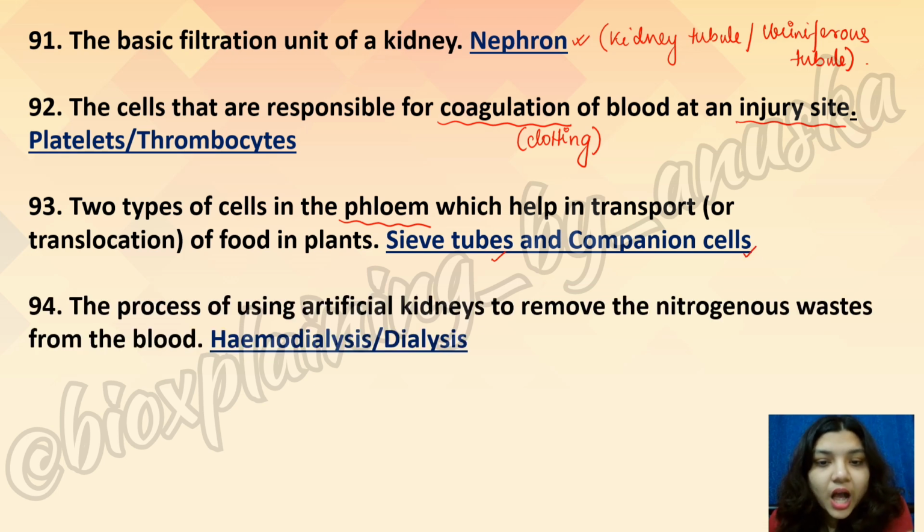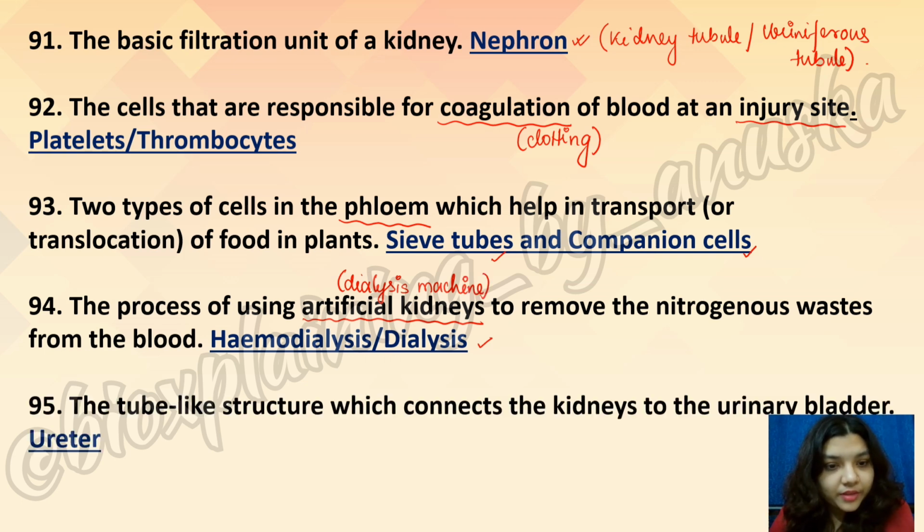Process of using artificial kidneys to remove the nitrogenous waste from the blood: hemodialysis or dialysis. Take note that artificial kidney is not like a kidney that is implanted into the body. Artificial kidney refers to the dialysis machine. The waste blood from the body is taken in, purified, and the purified blood is sent back.